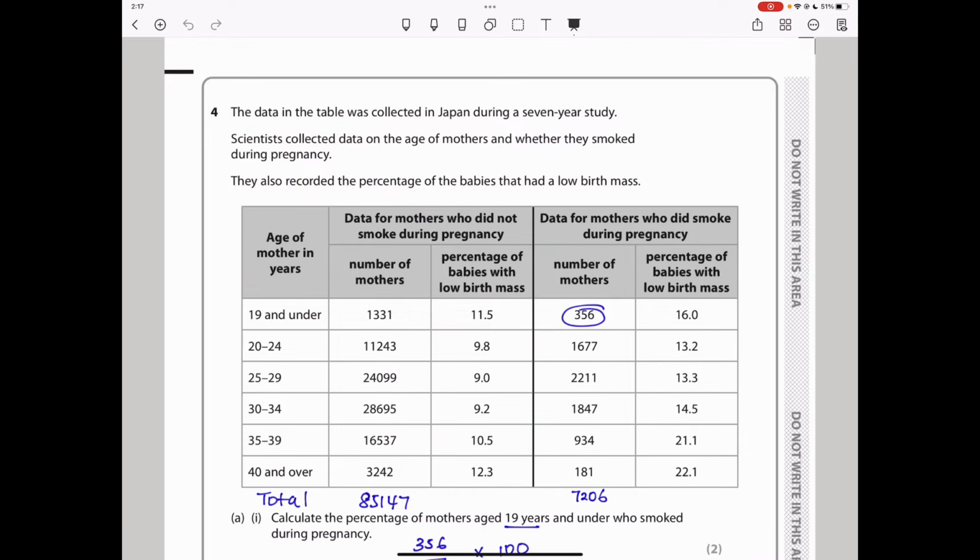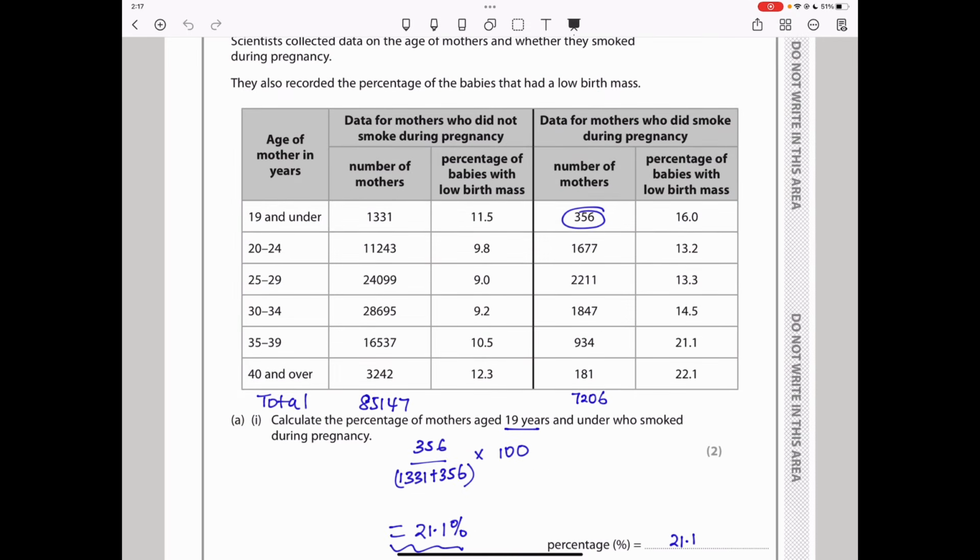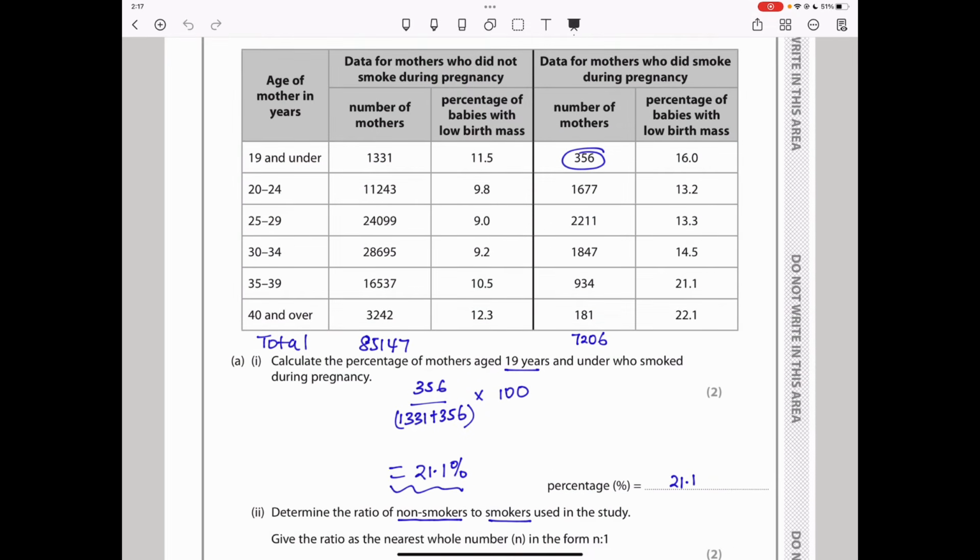Question 4. The data in the table was collected in Japan during a 7-year study. Scientists collected data on the age of mothers and whether they smoked during pregnancy. They also recorded the percentage of the babies that had a low birth mass. So the data is recorded here in the table. I will refer to this data as I answer the question, so let me just go to A1 directly.